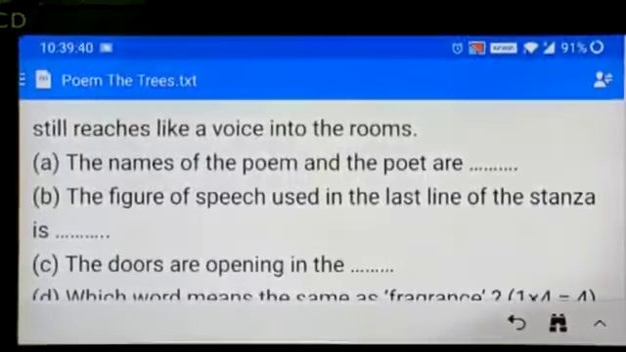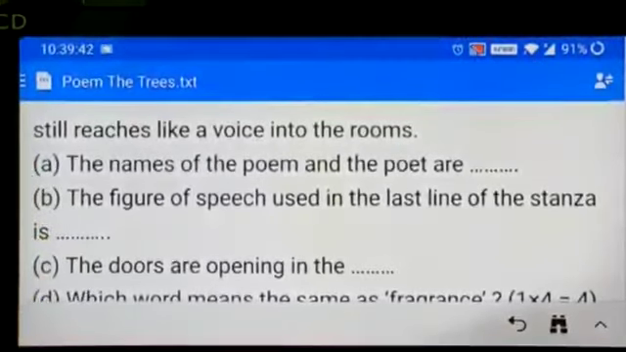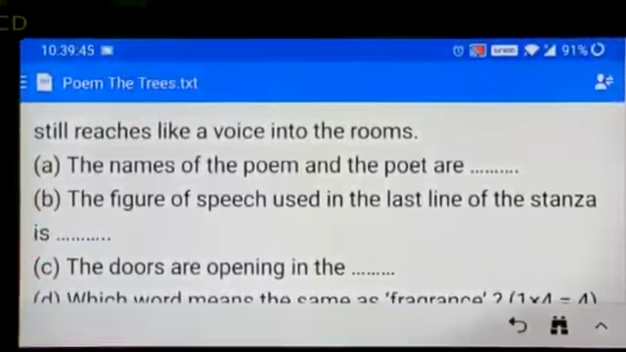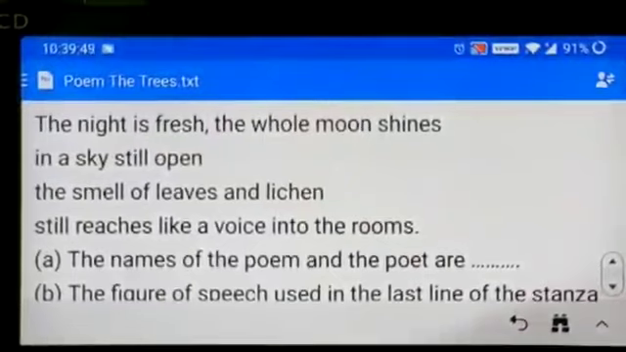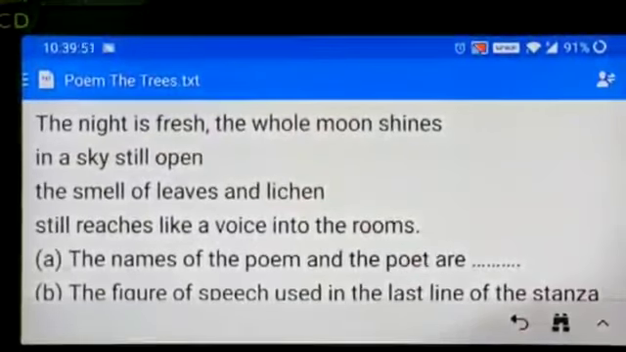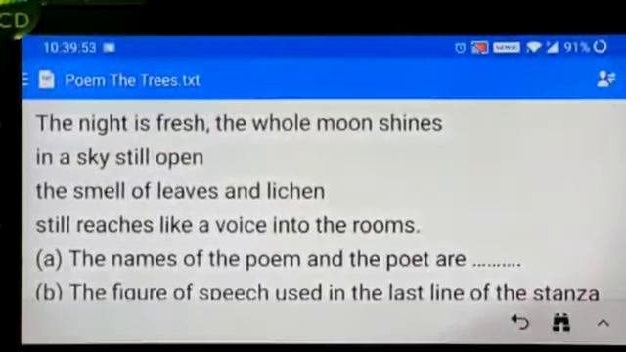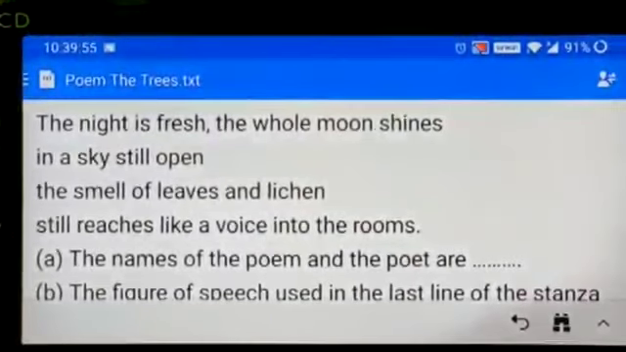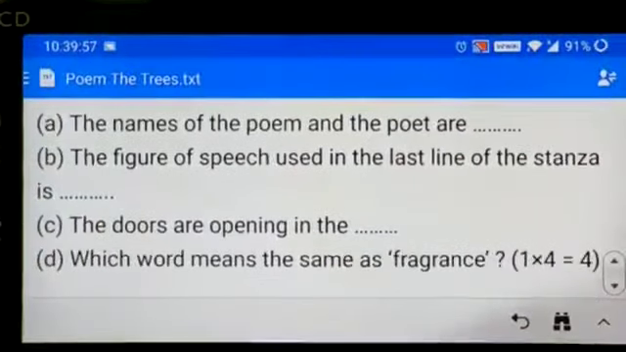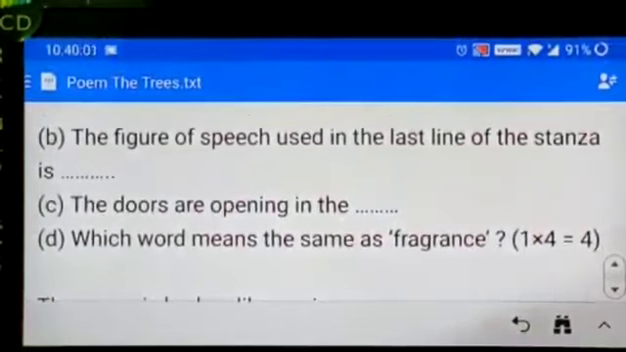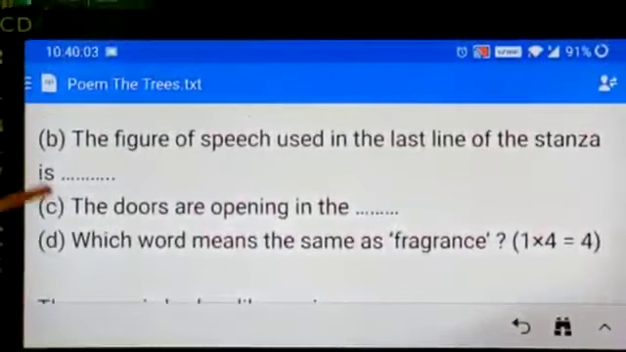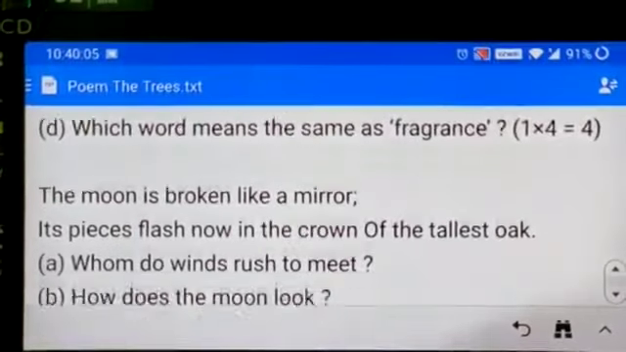The figure of speech used in the last line of the stanza is, now you have to see, the smell of leaves and lichen still reaches like a voice into the room. Like, okay. Then the doors are opening in the, where are they opening? Towards the forest. Which word means the same as fragrance? Very easy, you can find it out on your own.